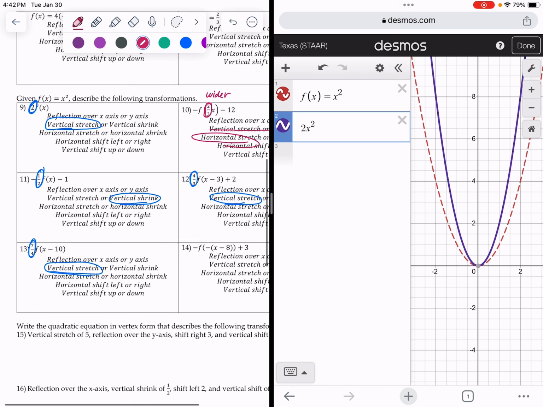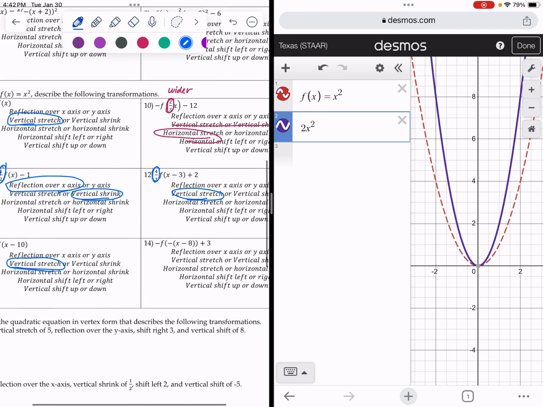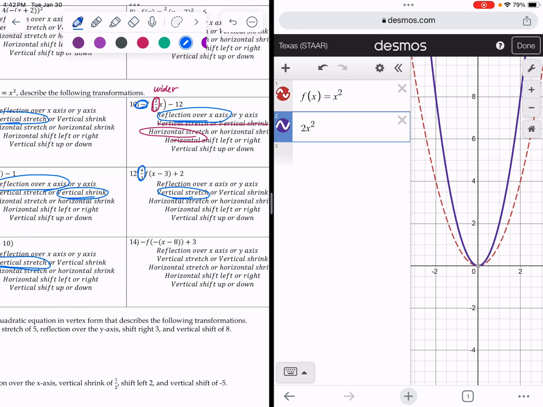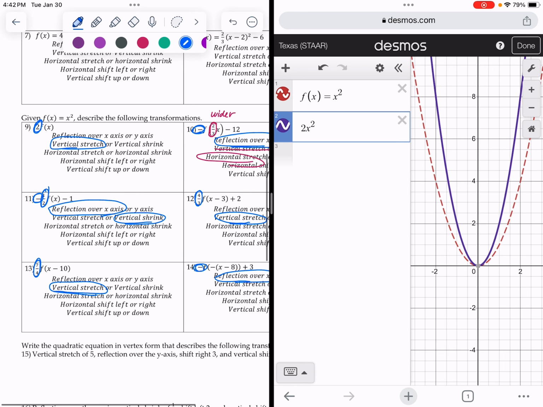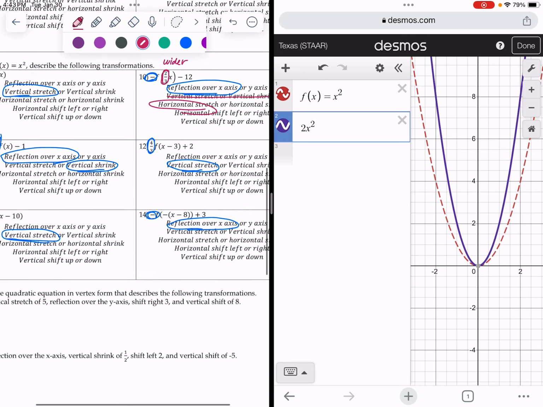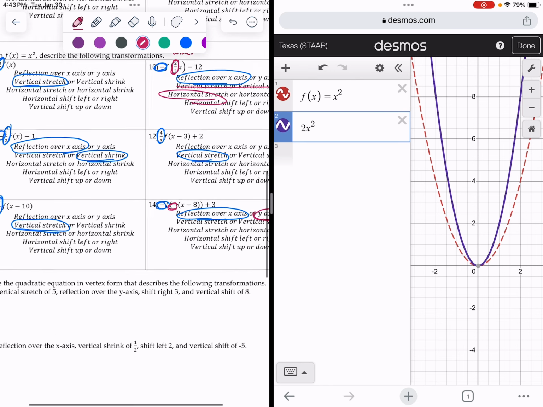Okay, and then let's look at those negatives. Here the negative's outside, so it's reflected over the x-axis. Negative outside, reflect over the x-axis. Negative outside, reflect over the x-axis. Let's look for negatives inside. Here we've got a negative inside, so that's reflected over the y-axis as well.